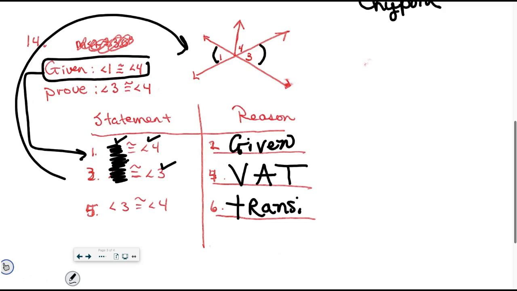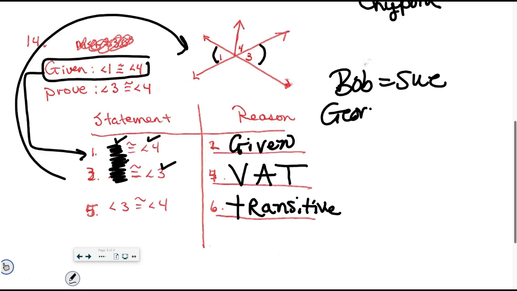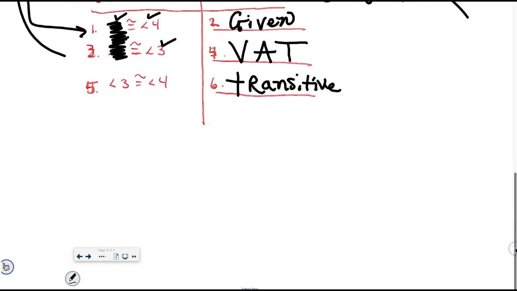I call it skip the middleman. Right? If Bob is the same age as Sue and George is the same age as Sue, well, forget about Sue. Bob and George are the same age. That's called the transitive property of equality.